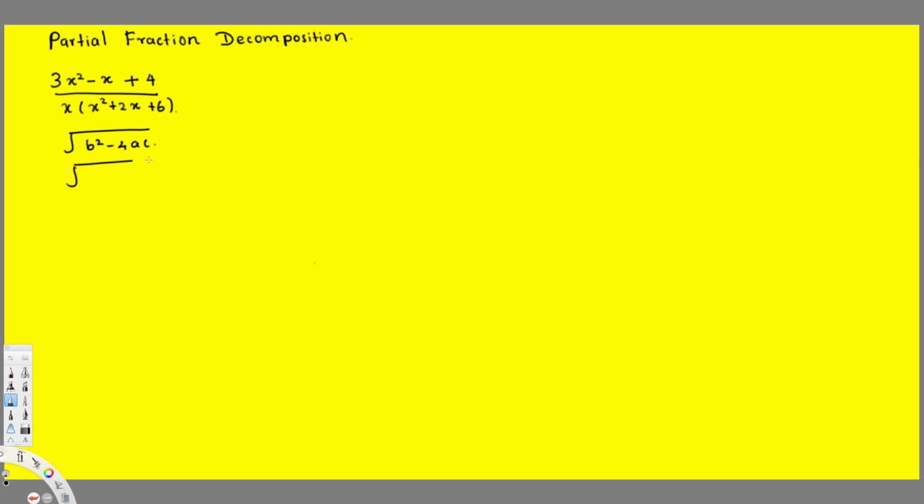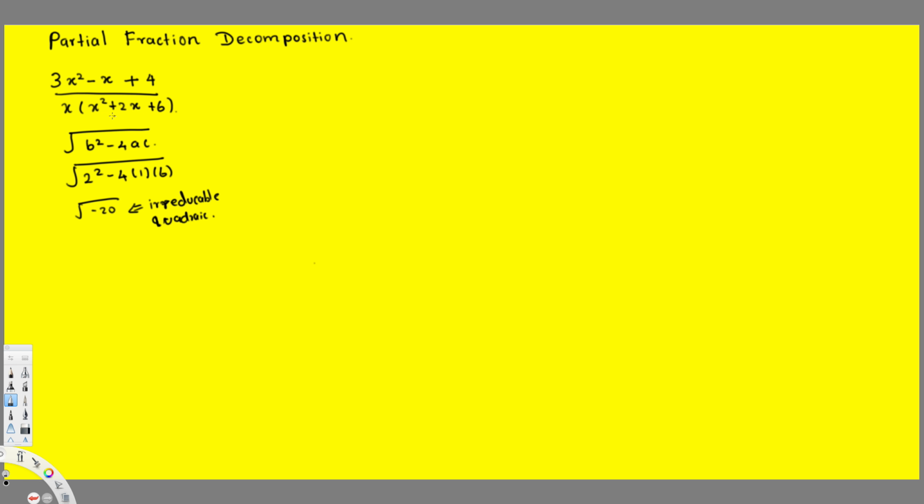this is going to be, so b is 2, squared, minus 4 times 1 times 6. So this is 4 minus 24. We are getting negative 20. So this is not factorable, right? So we can say this is an irreducible quadratic. That's what we say when we have something like this. Irreducible quadratic. So therefore I can't factor this one.